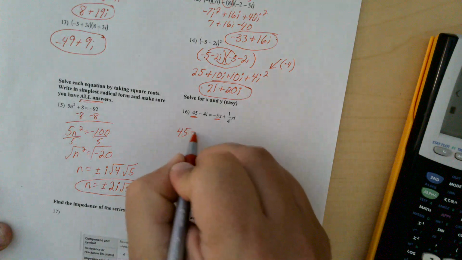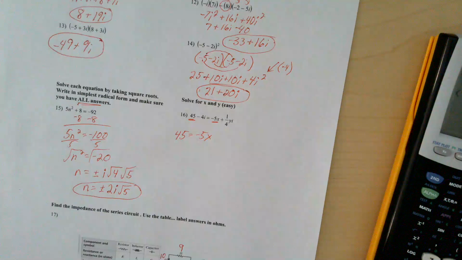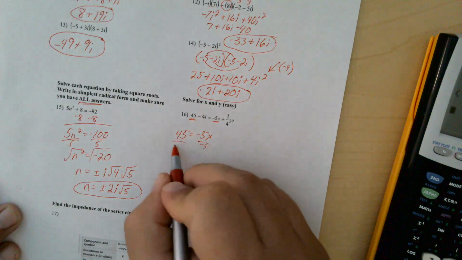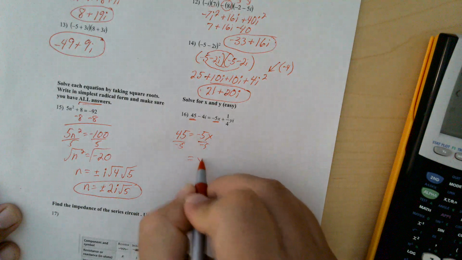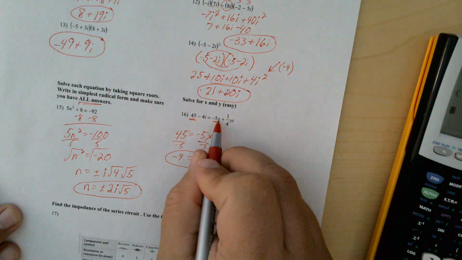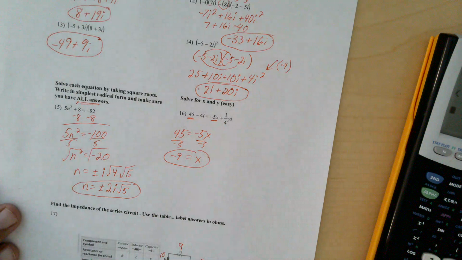So I simply take 45 equals negative 5x. And all we need to do to solve that is to divide by negative 5. Some of you can do this in your head. And when you divide, you get negative 9. If this x is a negative 9, negative 5 times negative 9 is 45. Each side has a 45.